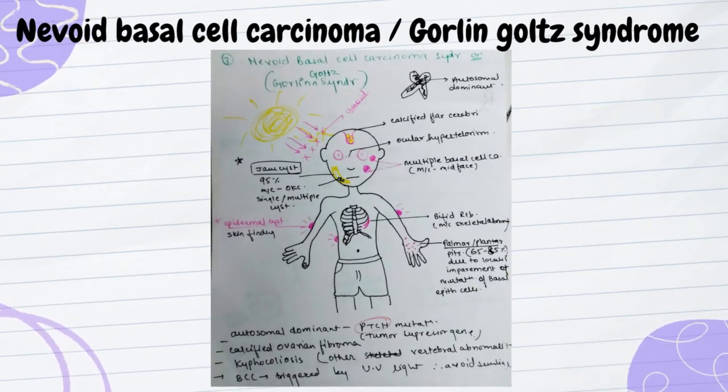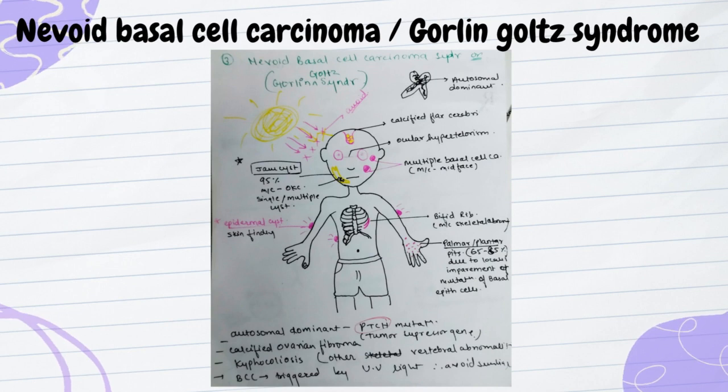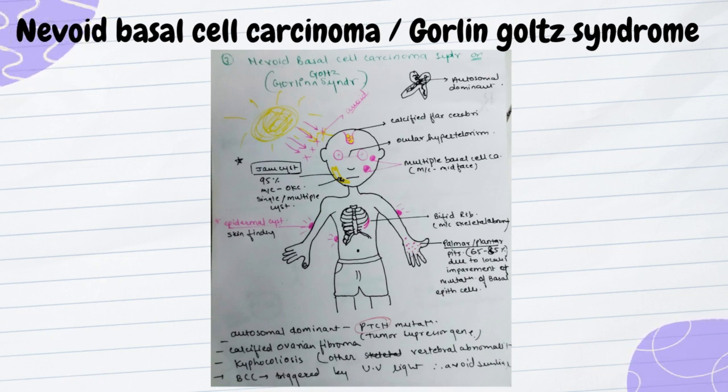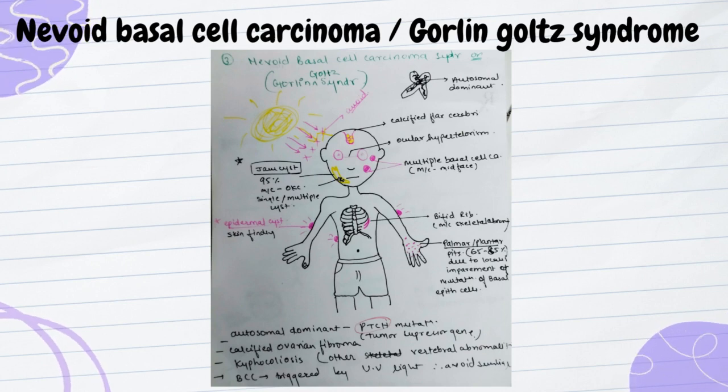Now we will be seeing about nevoid basal cell carcinoma, which is also called Gorlin-Goltz syndrome. So these are my personal notes, so I'll be explaining to you from this. In nevoid basal cell carcinoma, remember this boy. This drawing you can draw and practice yourself, and first you start from the head portion of the boy.